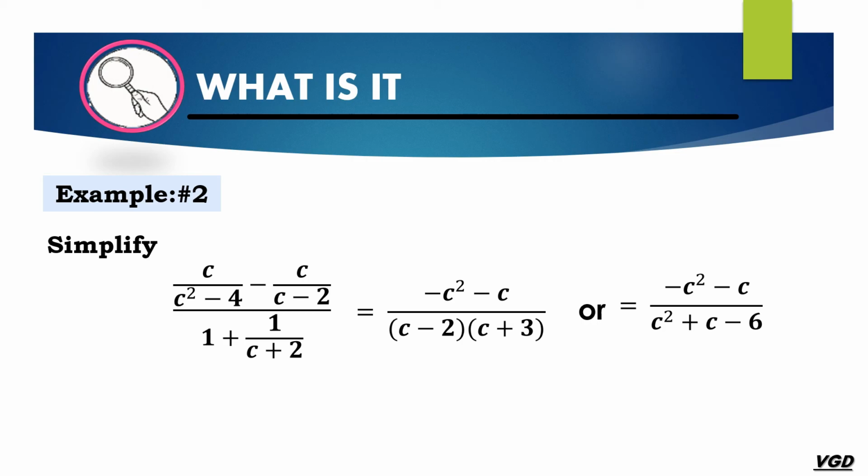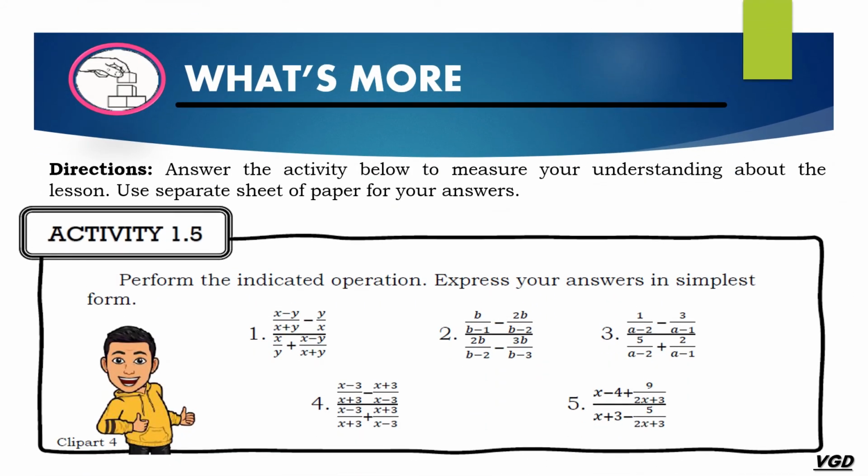Therefore, the simplified form of our complex rational algebraic expression c over c squared minus 4 minus c over c minus 2 divided by 1 plus 1 over c plus 2 is equal to negative c squared minus c over the quantity of c minus 2 times the quantity of c plus 3, or we can simply write as negative c squared minus c over c squared plus c minus 6. And that's how we simplify complex rational algebraic expressions.